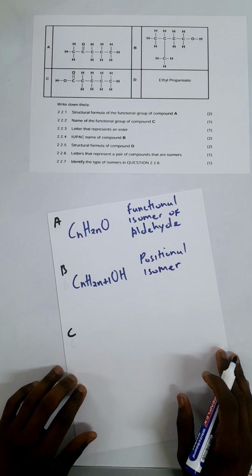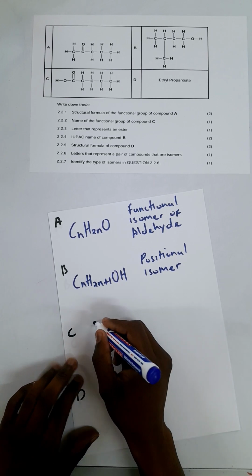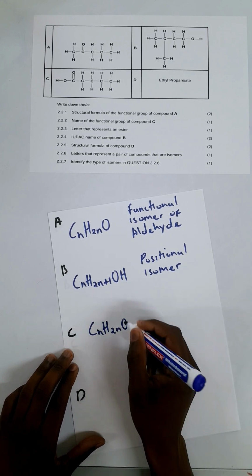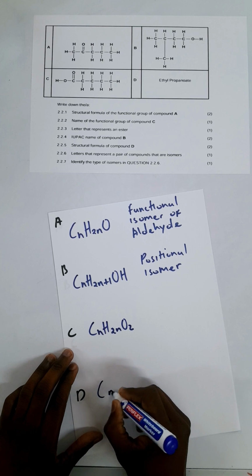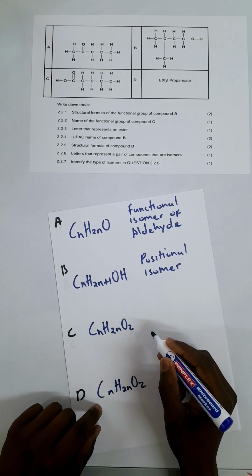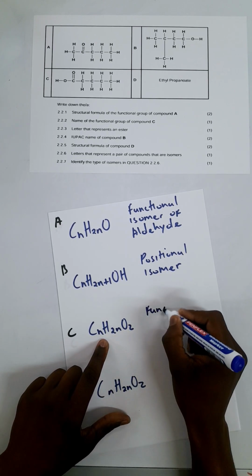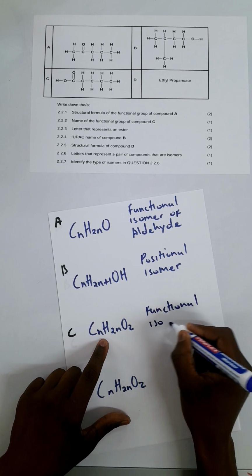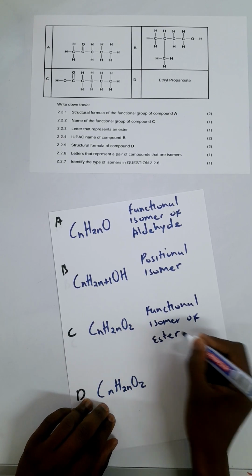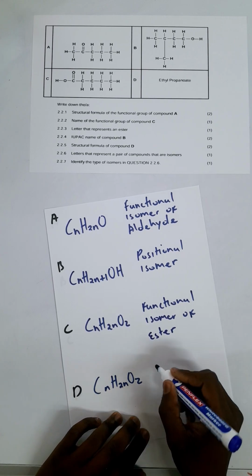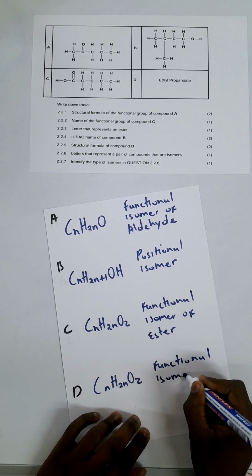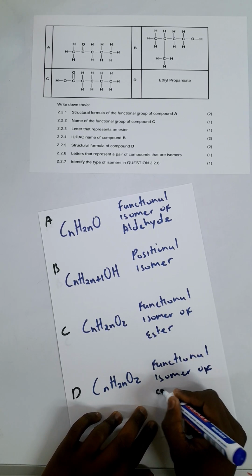Okay, and then compound C, we have a carboxylic acid. The carboxylic acid general molecular formula is CnH2nO2. The last one is an ester, and they have the same general molecular formula CnH2nO2. This is because a carboxylic acid is a functional isomer of an ester. The functional isomer of an ester, and also an ester is a functional isomer of a carboxylic acid. It goes both ways.